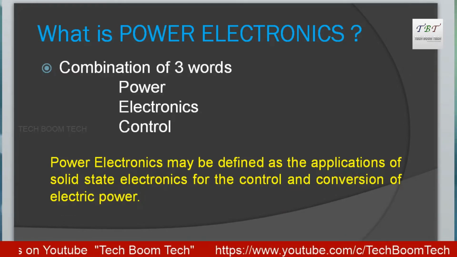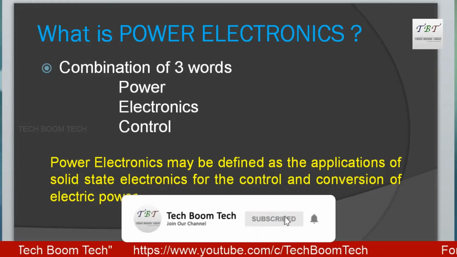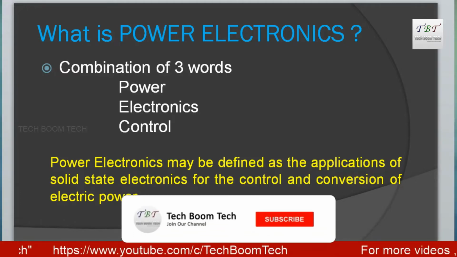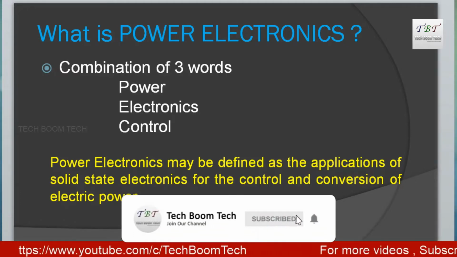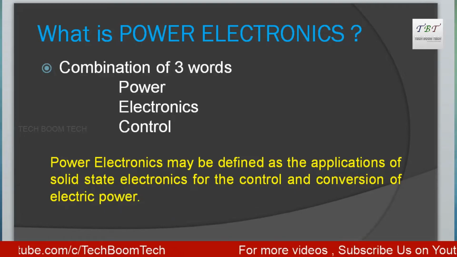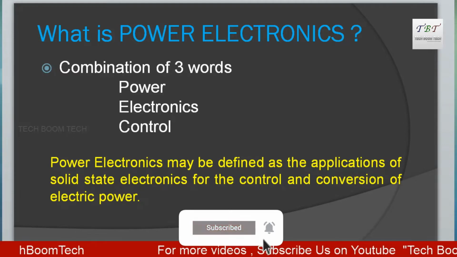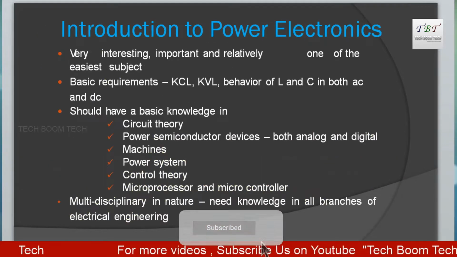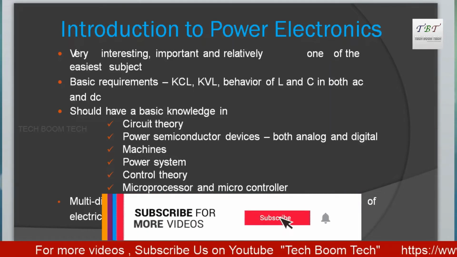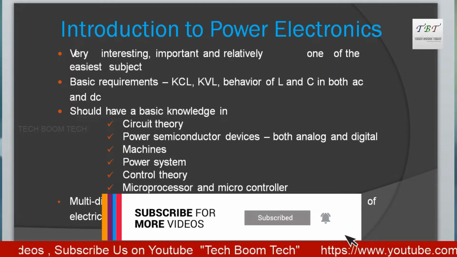So what is Power Electronics? It is a combination of three words: power, electronics and control. Power electronics may be defined as the applications of solid-state electronics for the control and conversion of electric power. It is a very interesting, important and relatively one of the easiest subjects.